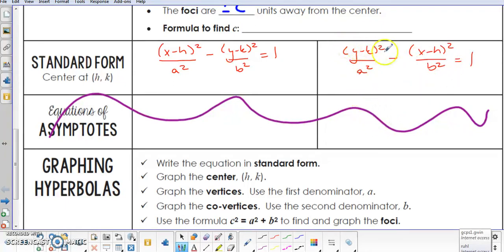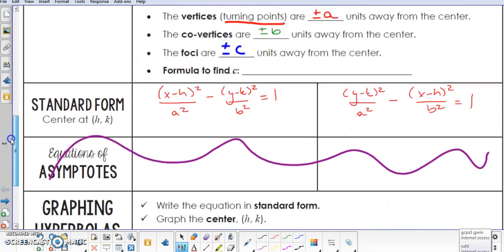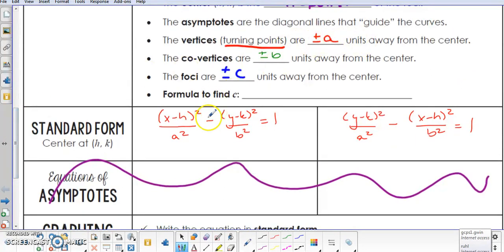So you can see the only difference here is that my a squareds are staying the same and my b squareds are staying the same, but I'm switching the x minus h with the y minus k in the numerator. That's the only thing that's changing. So in other words, my a squared, my vertices, are always going to be on the left as long as they precede my subtraction sign. So that means that my vertices aren't necessarily always going to be the biggest number. It's just whichever one's on the left, okay?